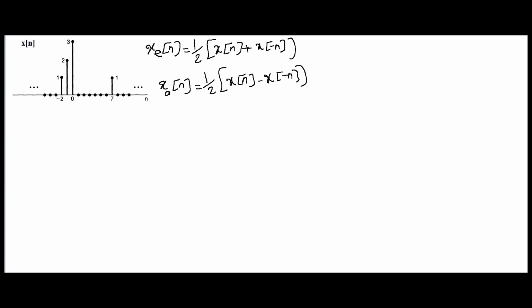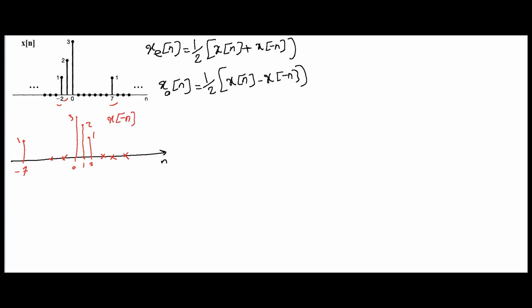For example, the sample at n equals 0 remains unchanged and it still has a value of 3. The sample at n equals -1 moves to n equals 1 and keeps the value 2. The sample at n equals -2 moves to n equals 2 and keeps the value 1. Likewise, the sample at n equals 7 moves to n equals -7 with the same value of 1. All other samples are 0.